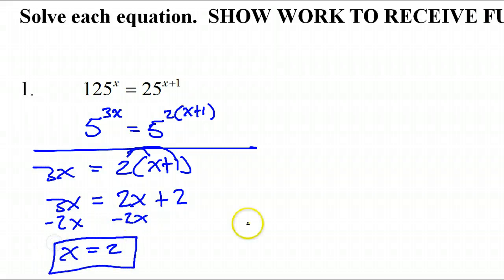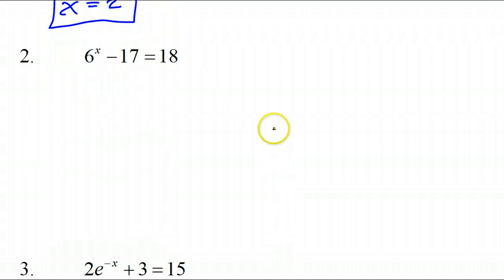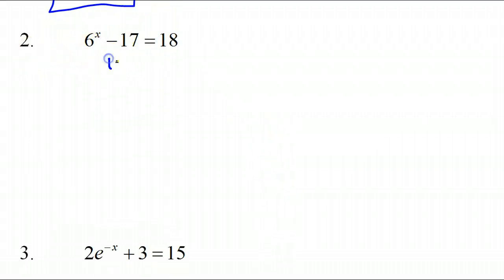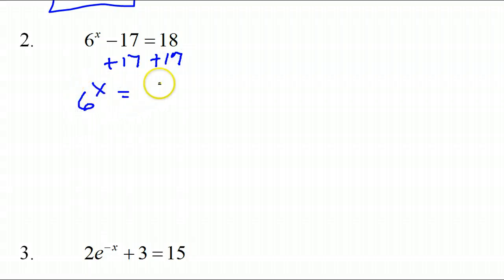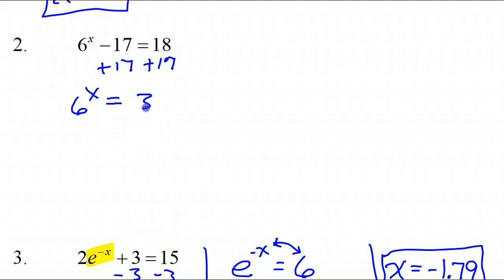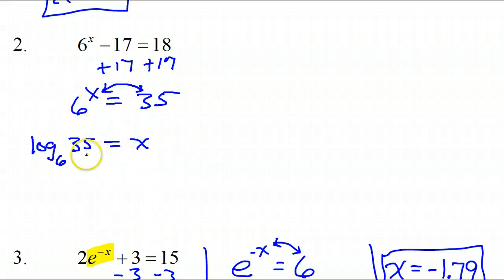Alright, I'm going to go ahead and say it. Easy peasy, lemon squeezy. So then on number 2, let's add 17 to both sides. That's going to give you 6 to the x power equals 35. Time to rewrite this in log form. Start with the base. So we will write log base 6. Now of course these two things will have to change sides. So the 35 will come over here, and the x will come over here.